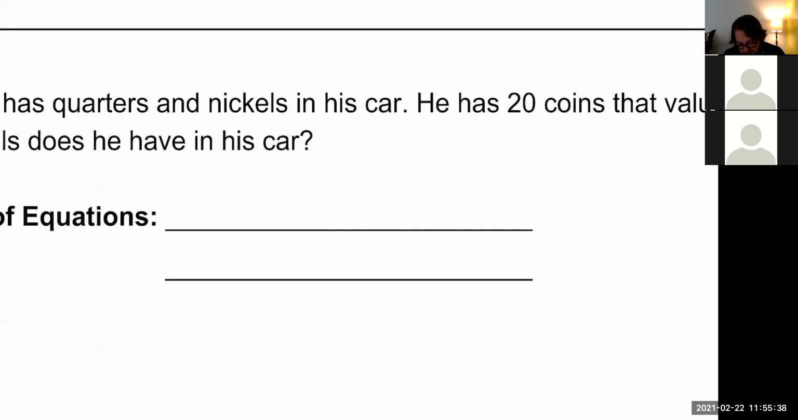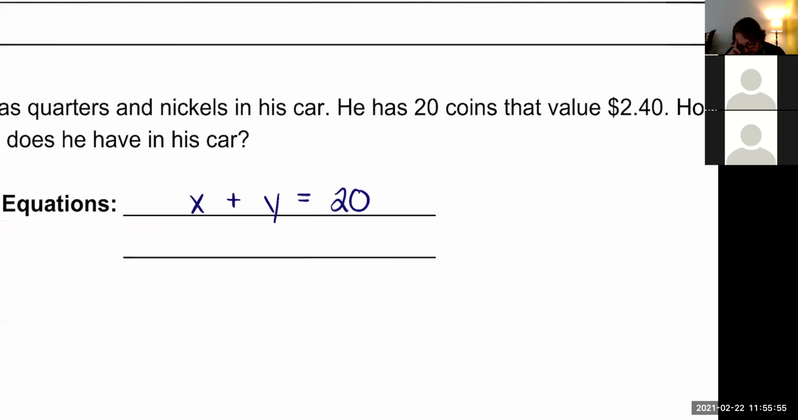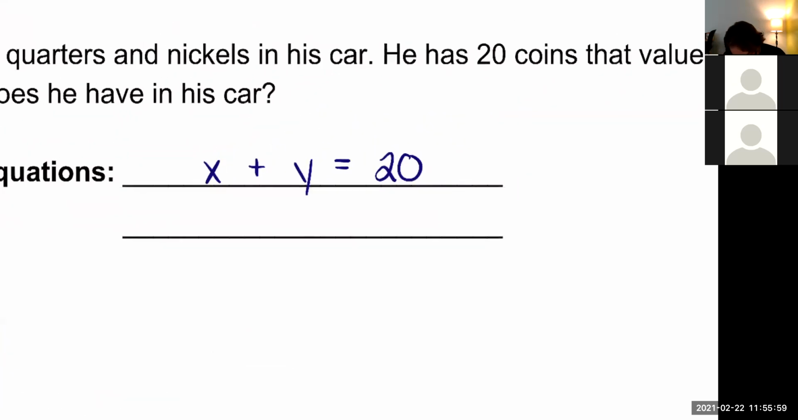Well, quantity is easy. If I take all the quarters plus all the nickels, there's a total of 20 coins. All the quarters plus all the nickels equals 20 coins. The second one takes a little bit of thinking because now I need to think about the value. How much is a quarter worth? So 25 cents per quarter plus 5 cents per nickel.